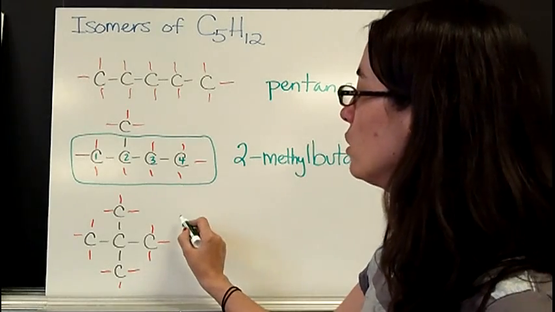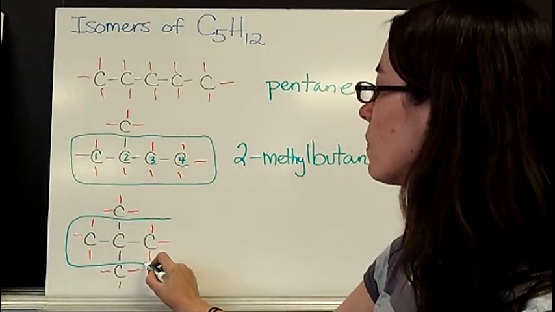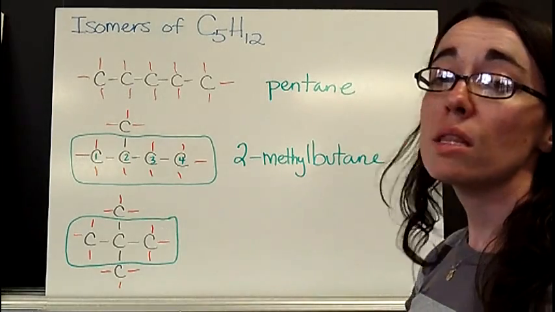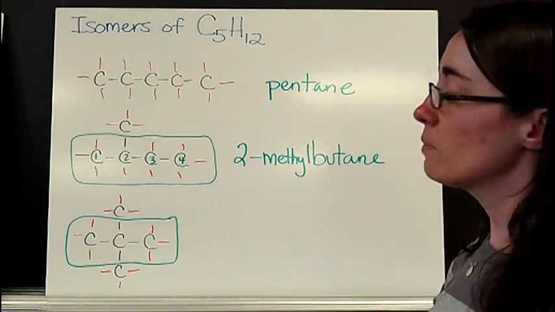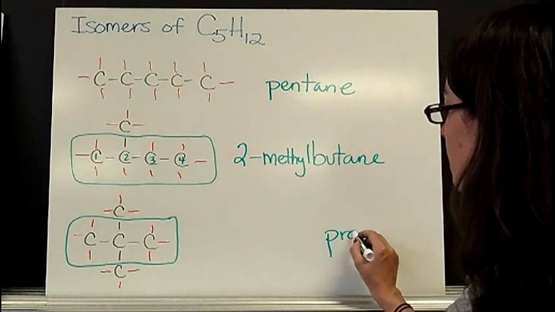Now, this next one is probably the most complicated we're going to do all day. I'm going to highlight my parent chain, because the longest chain that I can find is 3 carbons in length. So that parent chain right there is called propane.